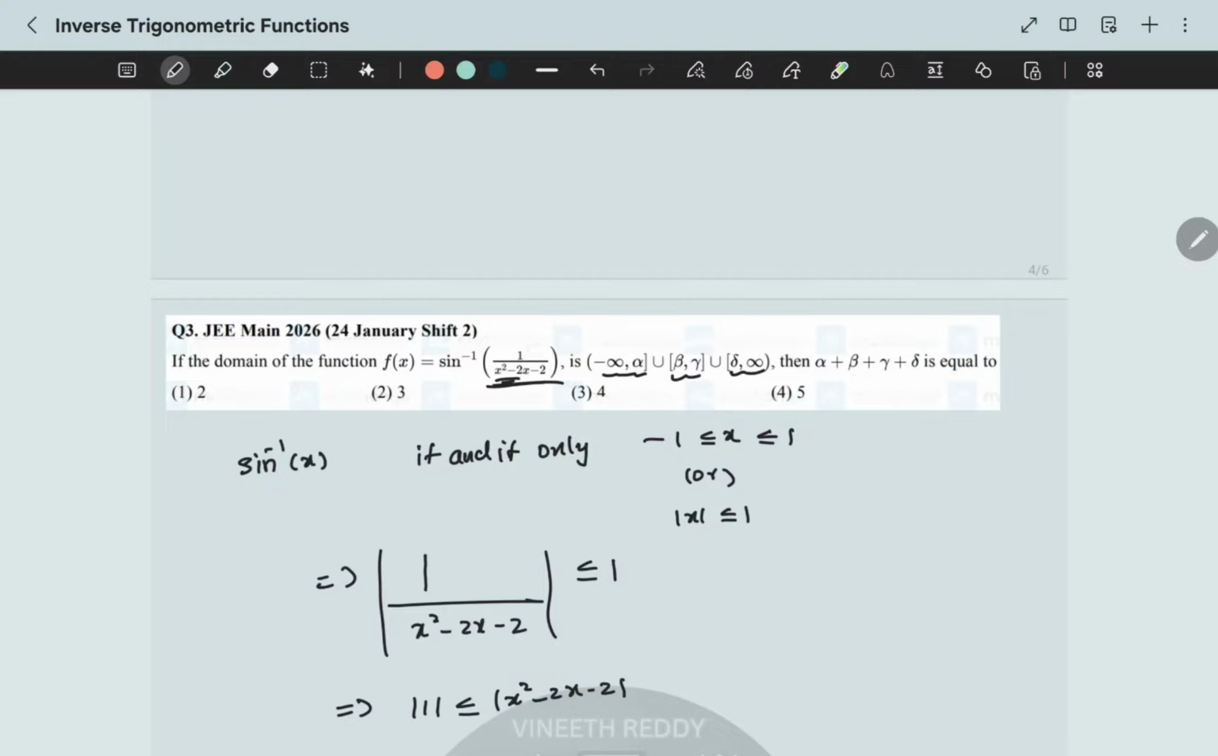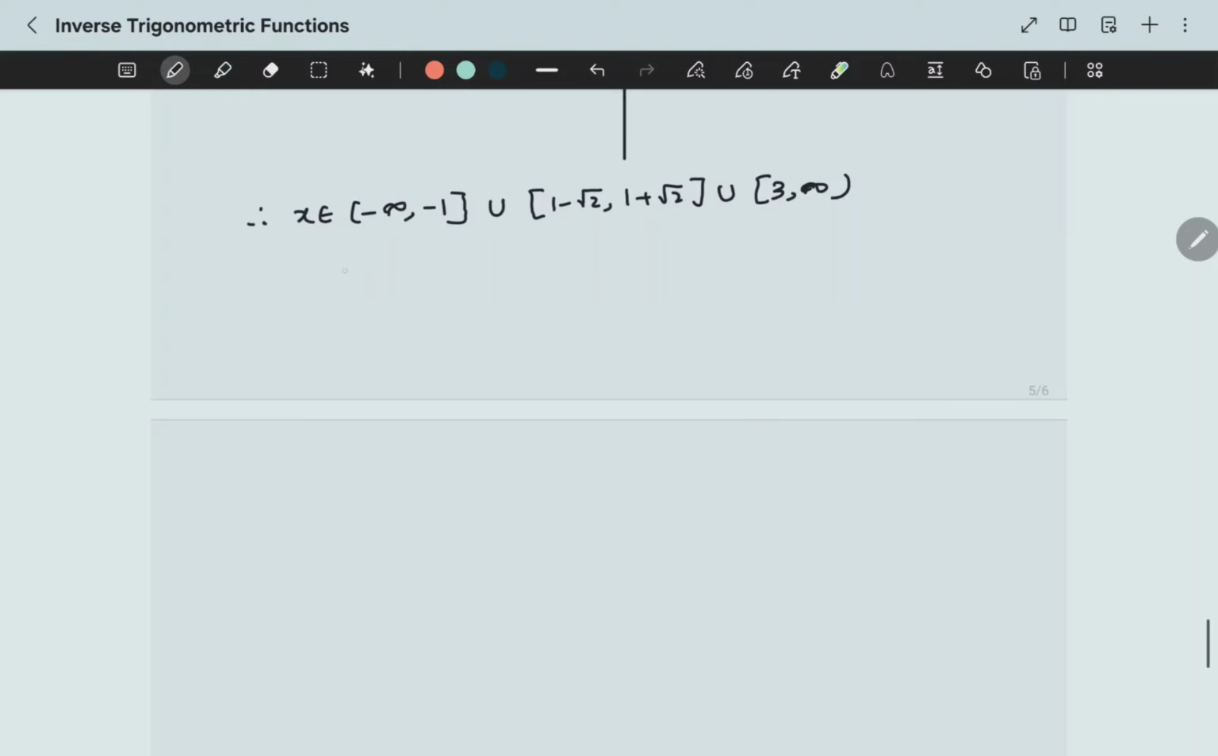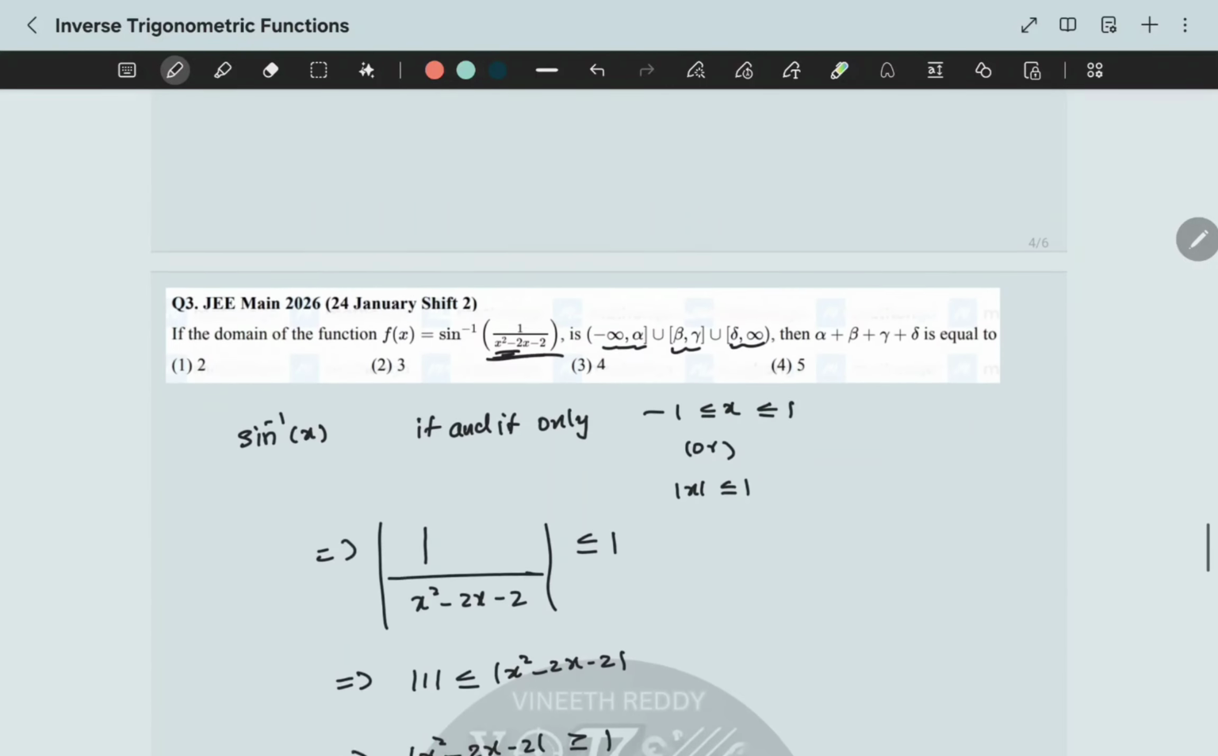So alpha plus beta plus gamma plus delta is equal to, so that should be minus 1 plus 1 minus root 2 plus 1 plus root 2 plus 3. Minus 1 plus 1 gets cancelled, minus root 2 plus root 2 gets cancelled, we get 3 plus 1 as 4. So 4 should be the answer.